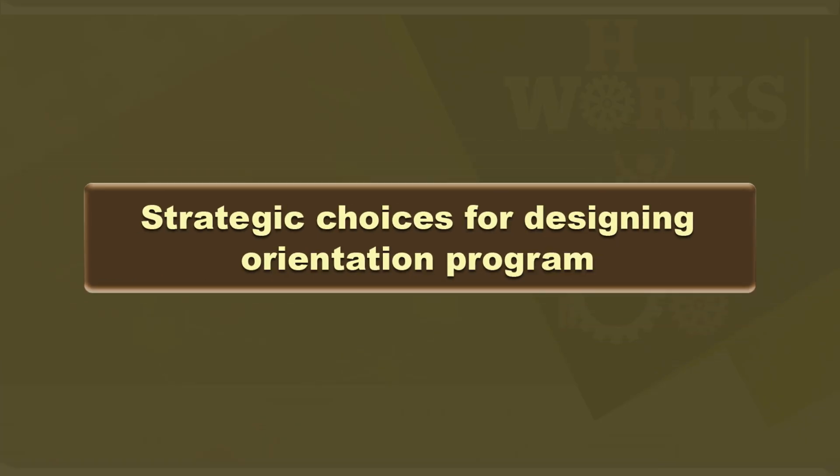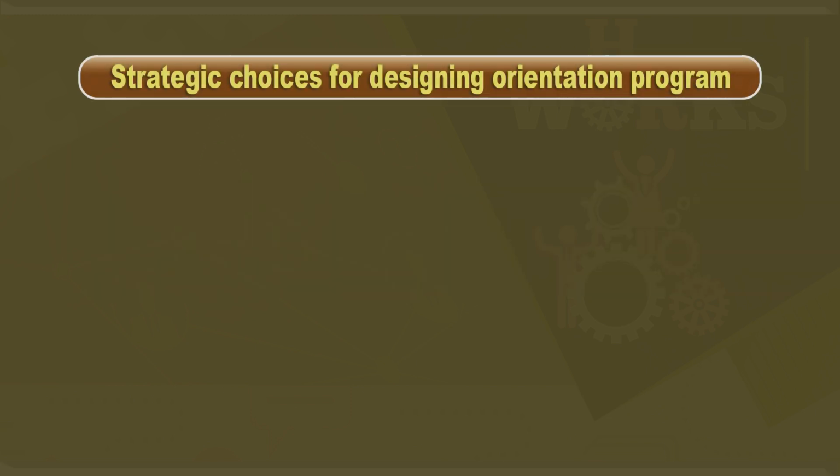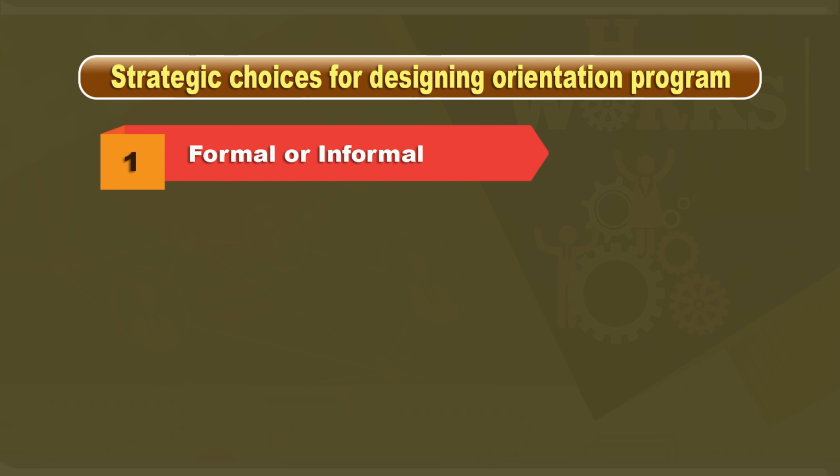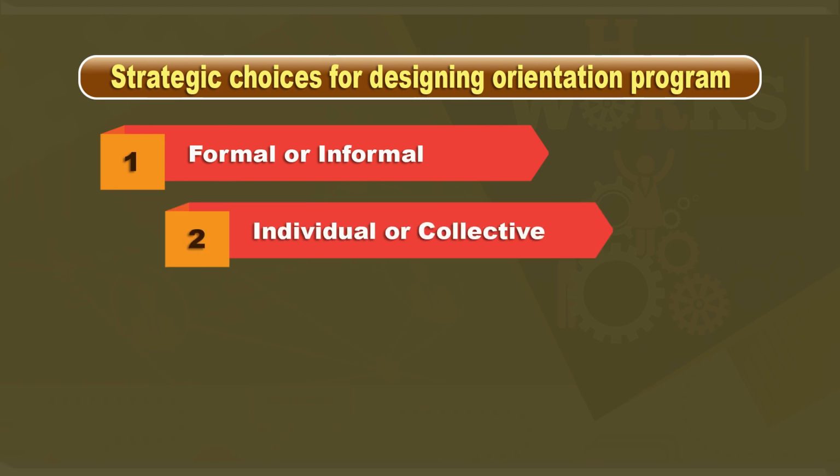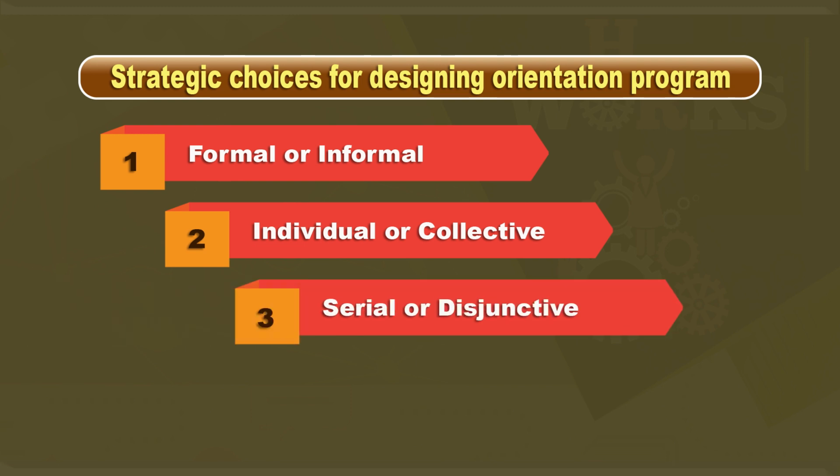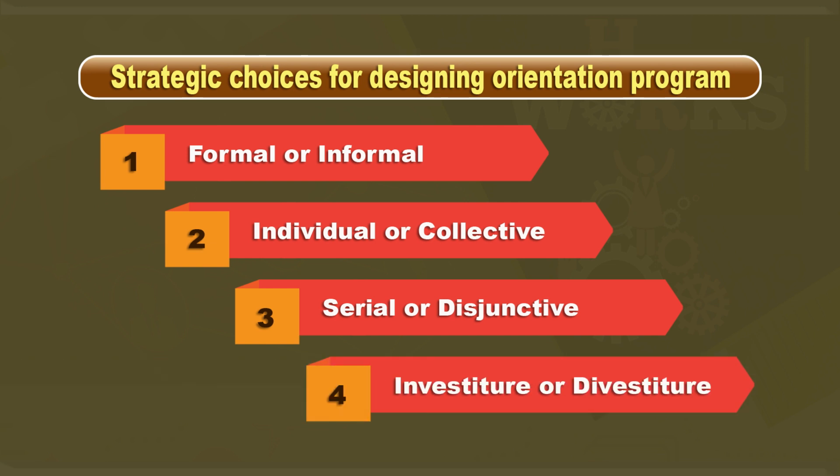You should note that there are 4 strategic choices for designing an orientation program that a manager may consider. First is formal or informal. Second is individual or collective. Third is serial or disjunctive. Fourth and the last is investiture or divestiture. Some of these may sound heavy as words, but they will not once we explain each of these terms next.